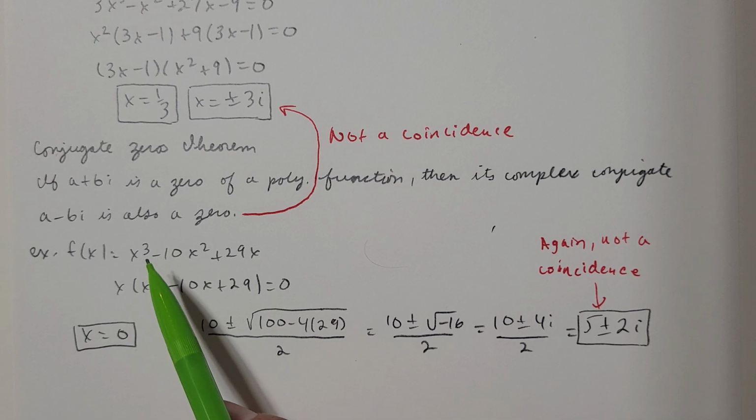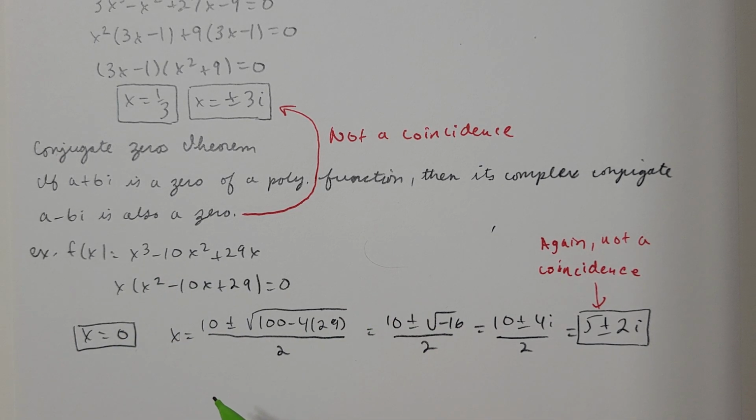Now I can know that I'm going to have 3 answers before I did this problem, if I'm familiar with the fundamental theorem of algebra. I just need to look at the degree. I get a degree 3 polynomial, I'm going to have 3 answers: 0, 5 plus 2i, and 5 minus 2i. Now there's no coincidence that 5 plus 2i and 5 minus 2i are both zeros. It had to be that way because of the conjugate zeros theorem. 5 minus 2i is the conjugate of 5 plus 2i, so they're both going to be zeros.